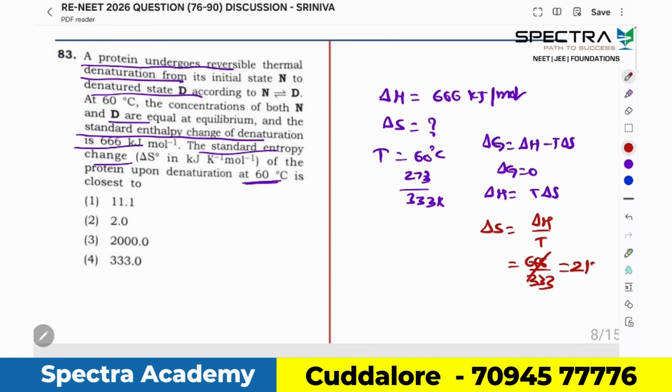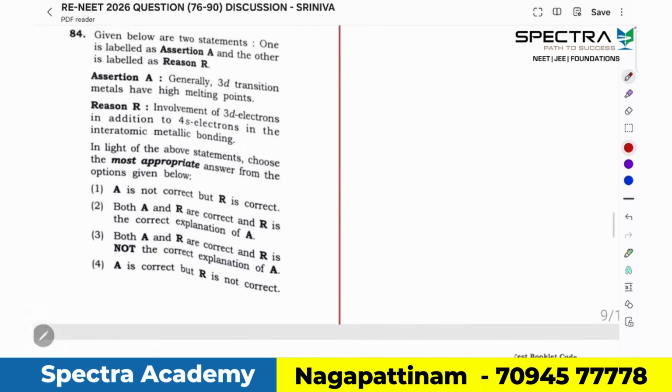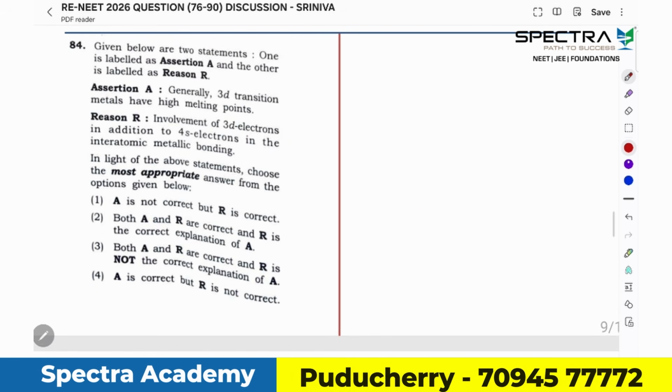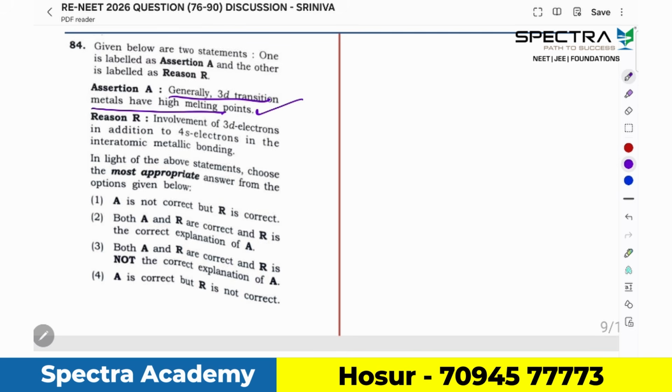Finally, you will get 2 kilojoule per mole. So your option is 2. For question 83, option 2 is correct. For 84, the question is, generally 3D transition elements have a high melting point. Yes, when compared to S block and P block elements, D block elements have a higher melting point.